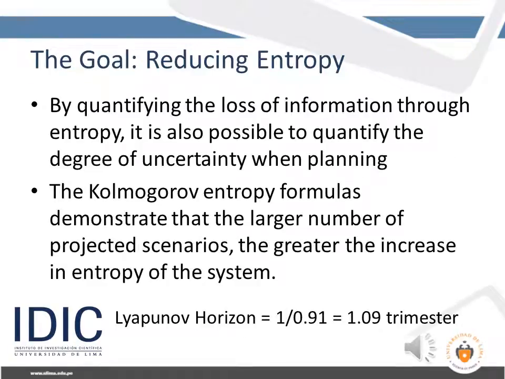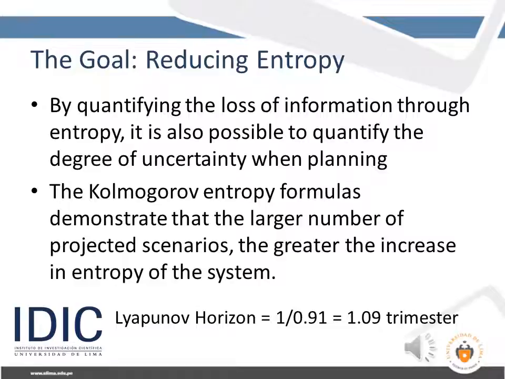So by quantifying the loss of information through entropy, we can quantify the degree of uncertainty when we are planning, because that degree of uncertainty depends on the amount of information we have. The greater the entropy, the less information we have, and the higher the rate of loss of information in the system. So the goal of foresighting must be reducing entropy. The less the entropy, the more information we have in the system, the more certain our predictions are, and then we can plan in longer terms.